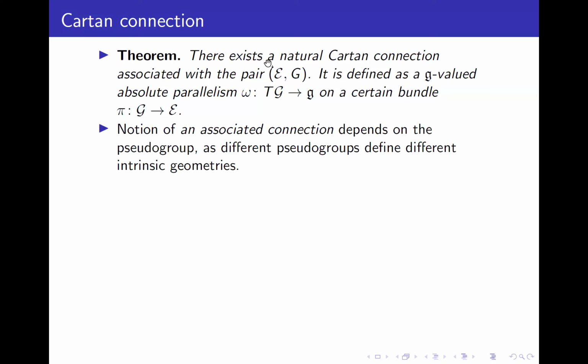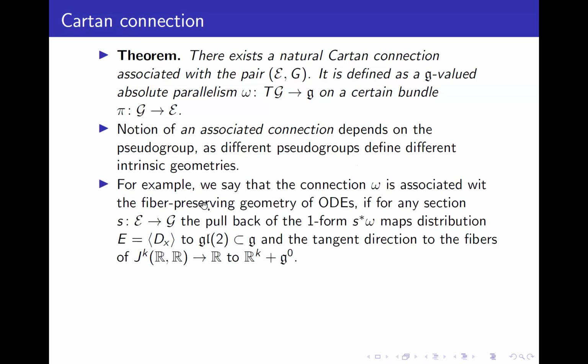I should mention that there are two words here. We want to have natural Cartan connections. I already mentioned what natural is, but I didn't say how we ensure that we have a natural connection. But we also have associated. And this kind of association depends on a pseudo group. Different pseudo groups define different intrinsic geometries, as I mentioned already. As an example, I give a very technical example here.